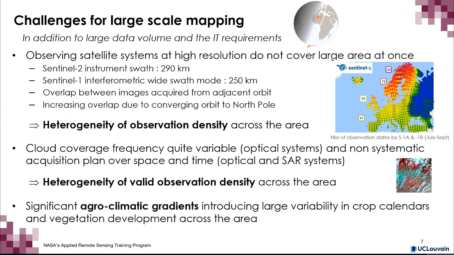These challenges are in addition to the big data challenge related to the volume of imagery, and also the corresponding IT requirements. On top of this constraint, three main challenges need to be defined. First, the observing satellite systems, such as the ones we have just seen at high resolution, do not cover a large area at once. As we have seen, the Sentinel-2 instrument swath is 290 kilometers. Sentinel-1 interferometric wide swath mode covers only 250 kilometers per orbit. And in addition to that, there is an overlap between images acquired from adjacent orbits.